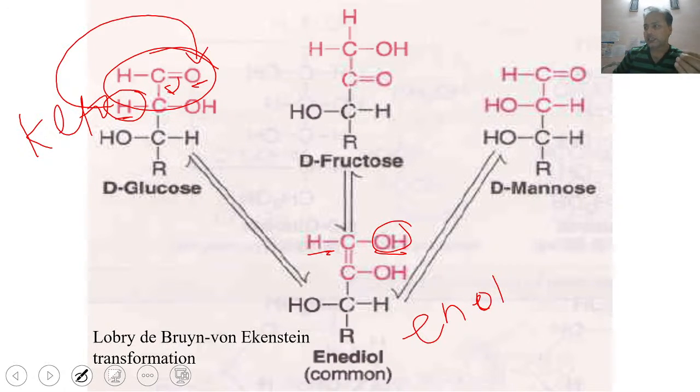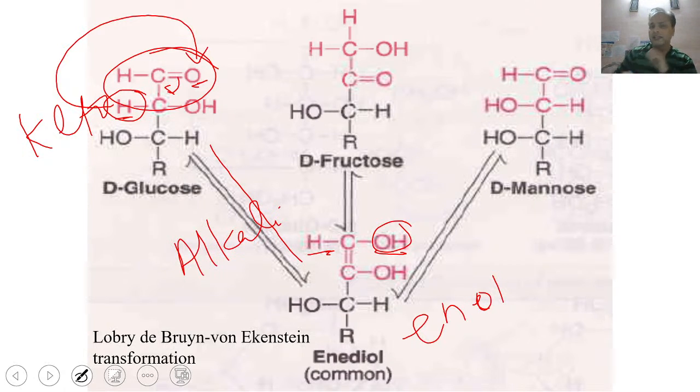Why we are going to call it enediol, we are coming to later. So this is a kind of keto-enol tautomeric structure. Glucose can be converted to an enediol form in alkaline condition. The condition should be alkaline. So this reaction takes place in an alkaline environment.